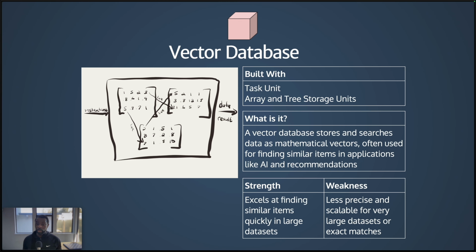What this is used for is to be able to find similar items in applications like AI and recommendations. Think about when you interface with, let's say, a chatbot, and you say, hey, I give you this data, please summarize it. Can you give me a synonym of this? Can you understand what this text means and things of that nature? How is it doing it?